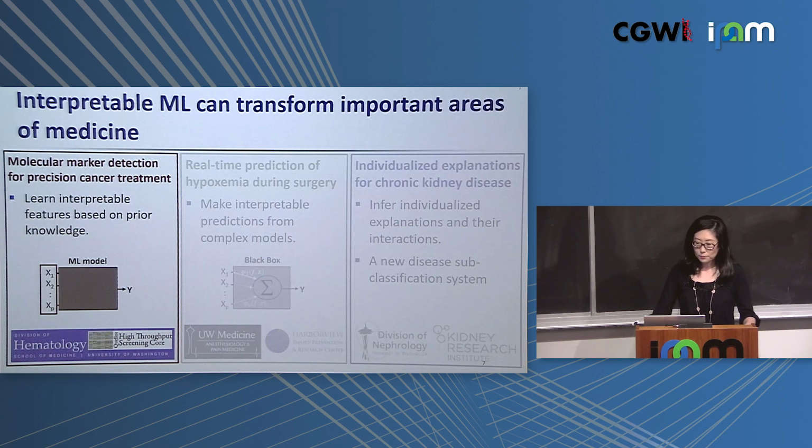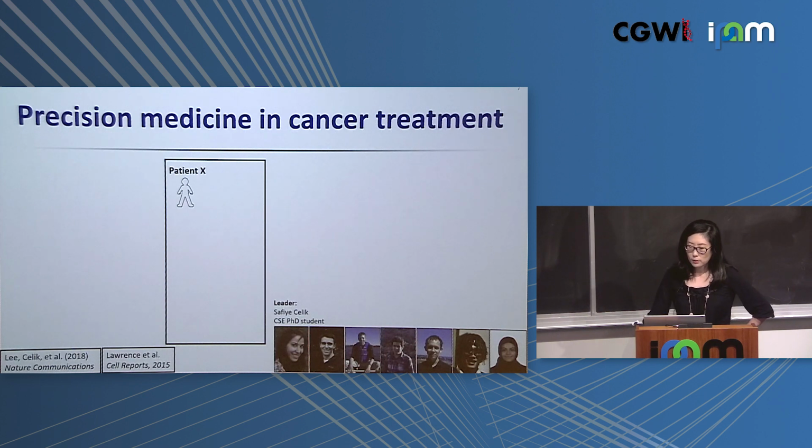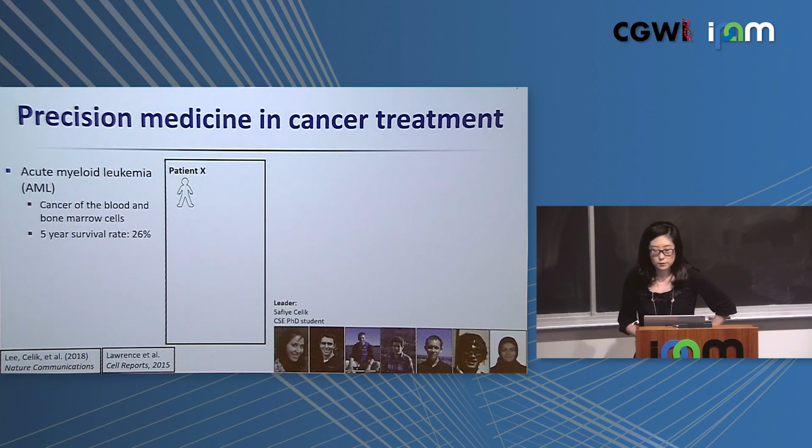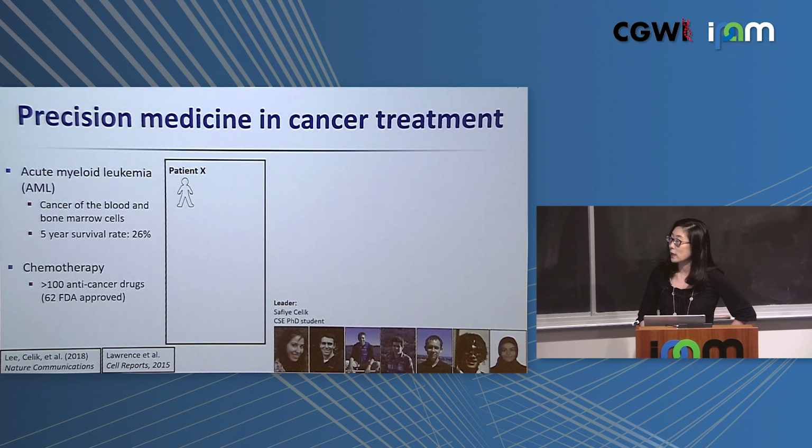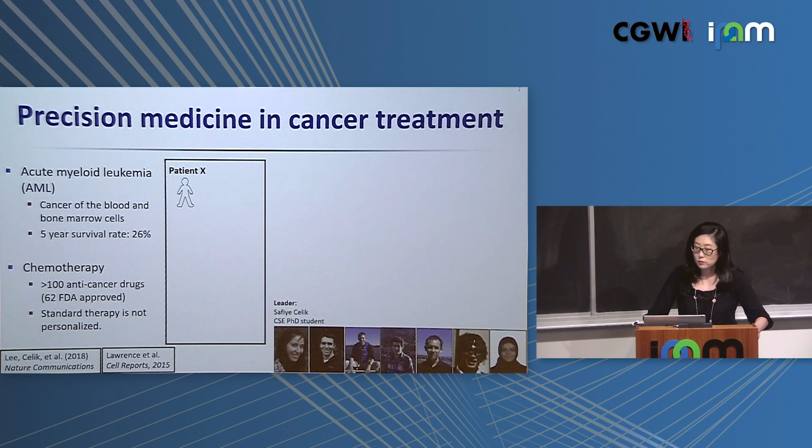Okay, so precision oncology. Say that there is a patient with AML. It's a very aggressive blood cancer, and like other cancers, there are many anti-cancer drugs this patient can be treated with. The drugs are designed to kill fast-growing cells, and cancer cells are, of course, fast-growing cells. But standard therapy is not personalized, in that every patient with AML is going to be treated with a very small set of drugs that are shown to work well in clinical trials.